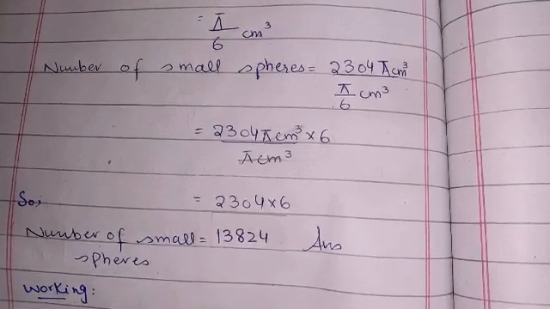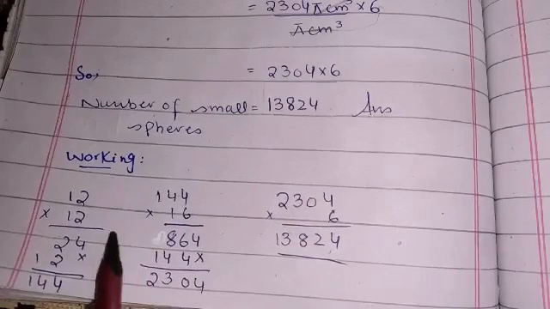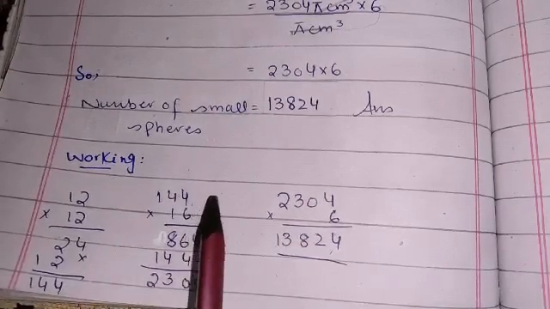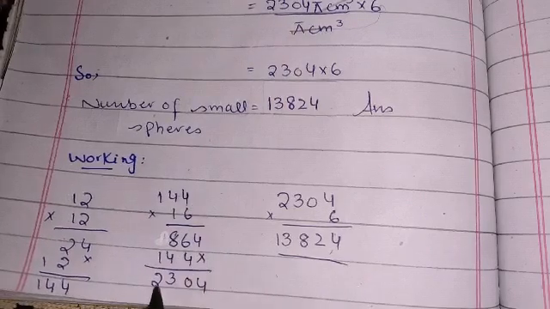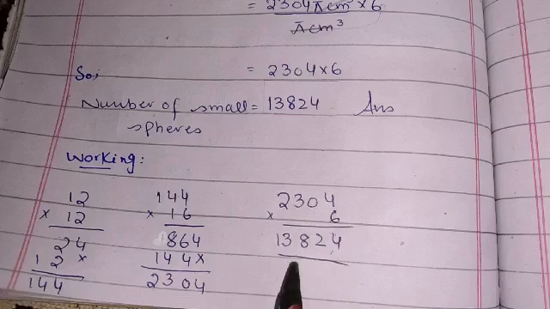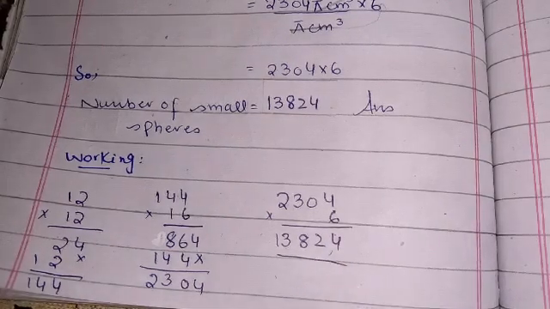Now students, here is the working. Students, when we multiply 12 with 12, we get 144, and when we multiply 144 with 16, we get 2304, and when we multiply 2304 with 6, we get 13824, which is our answer.